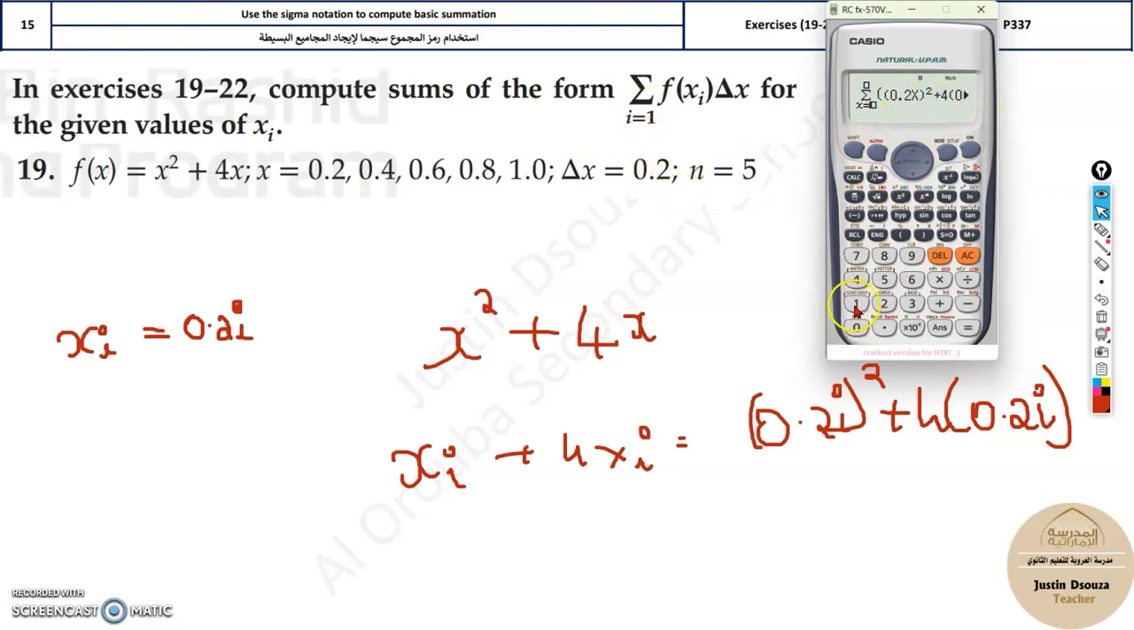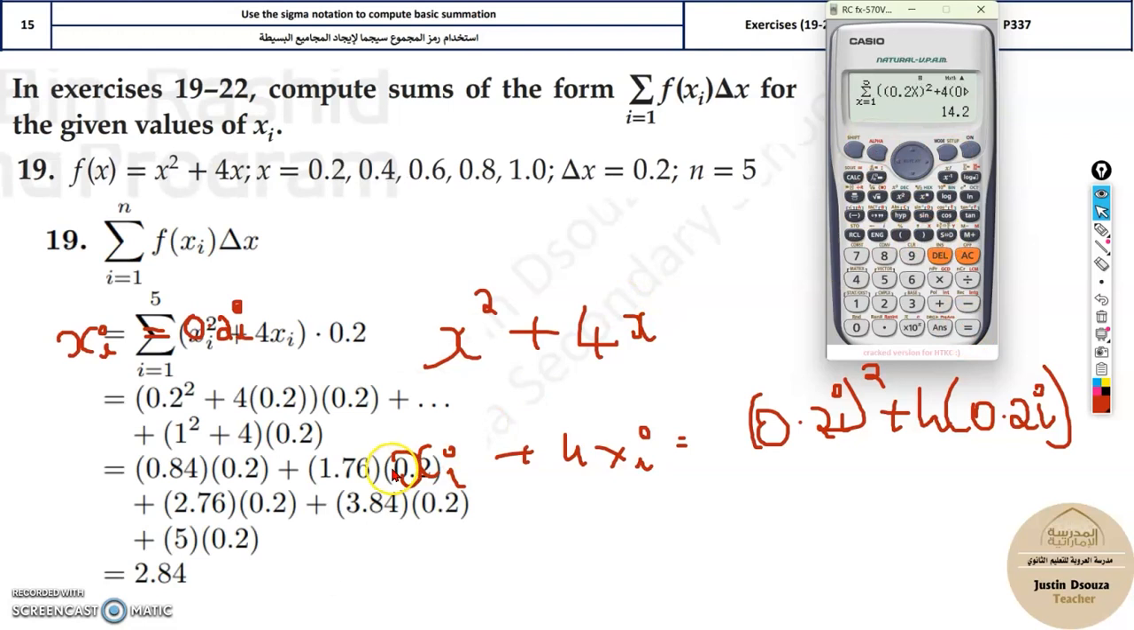Next, the initial value starts with 1. And how many values are there? 1, 2, 3, 4, 5, but they'll mention that also. So this is it. Put it in the calculator, you'll get the answer.